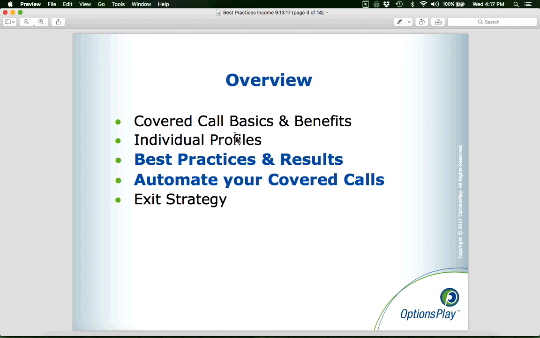If you could just type into the chat window yes if you have traded covered calls or are familiar with covered calls, and no if this is a new strategy for you, just so I get an idea of who's on this call. Okay, so pretty much all yeses.